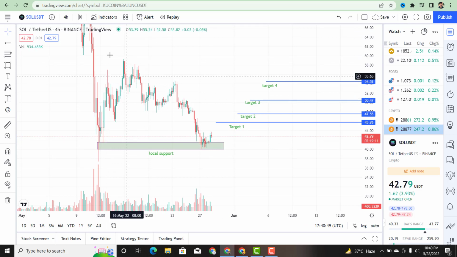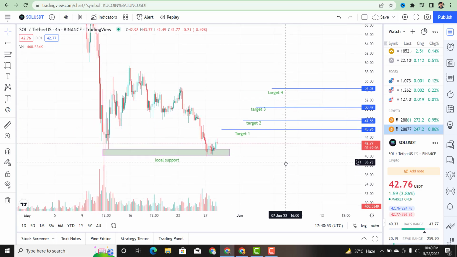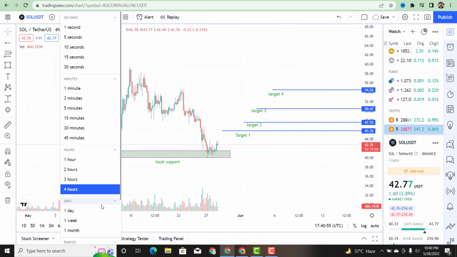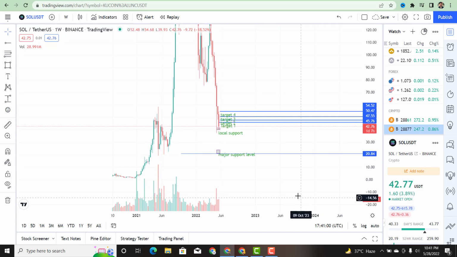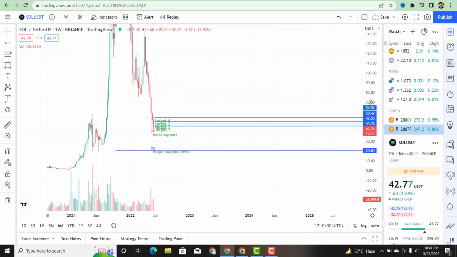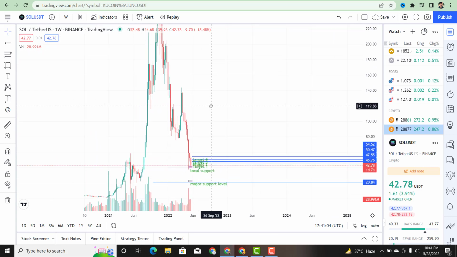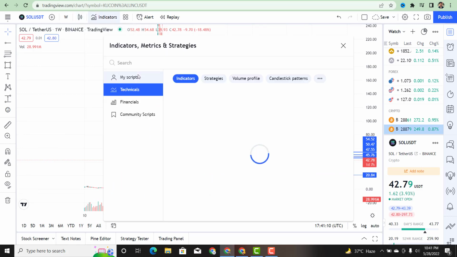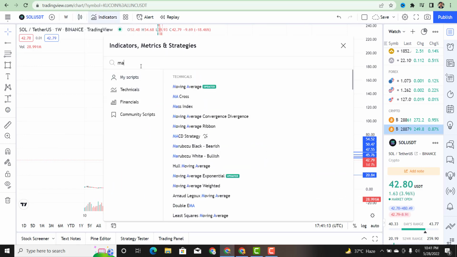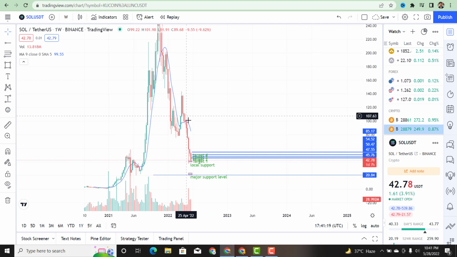Can we find something like a pattern here? Well, nothing specifically. Let's go for the weekly time frame. On the weekly time frame, you can see that it has seen major blows. That's sad. Let's look at the moving average. I'm going to show you a detailed analysis on this one. Don't you worry.